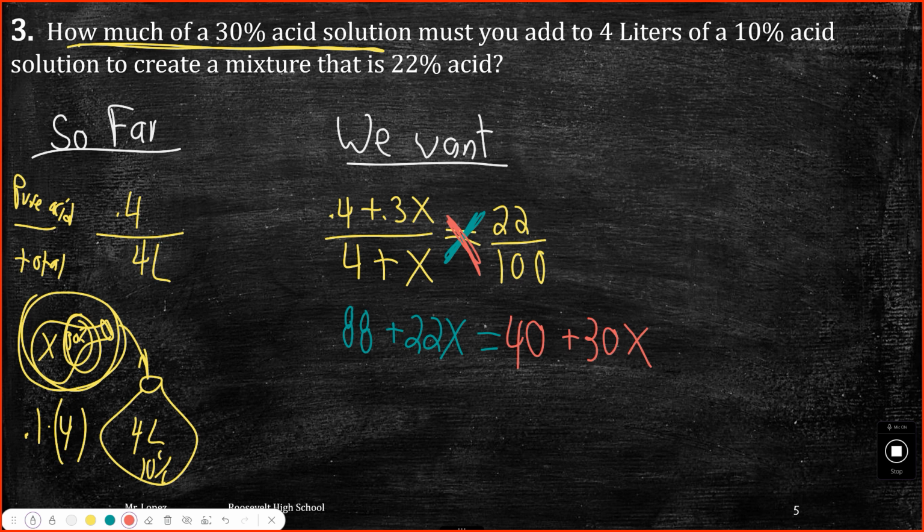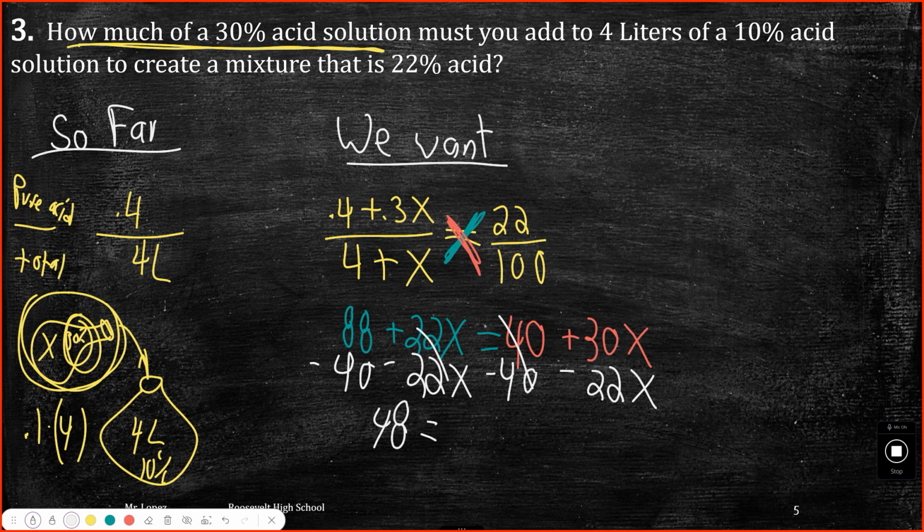We want to move that 22 over. So we're going to do what? Minus. And we're going to minus 40. 88 minus 40 is 48 equals what? 8x divided by 8. X equals 6 liters. Is this liters?